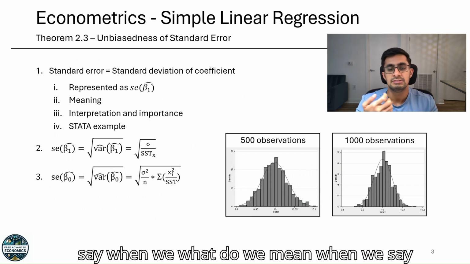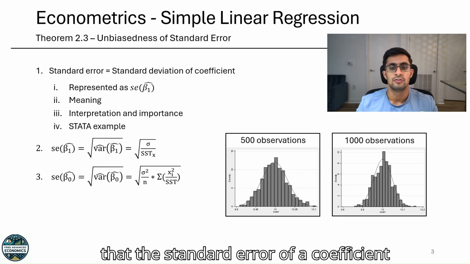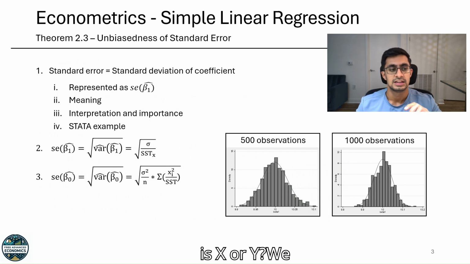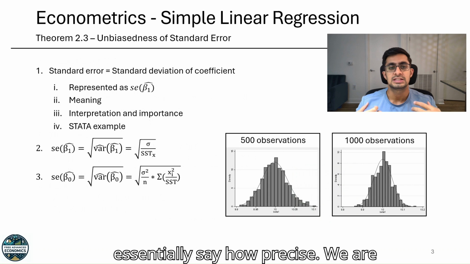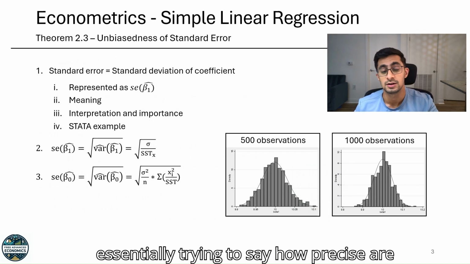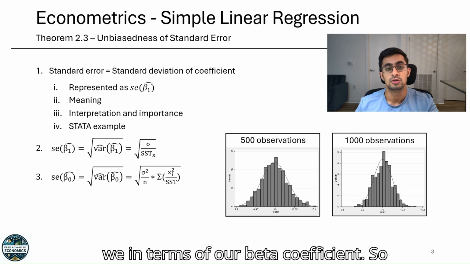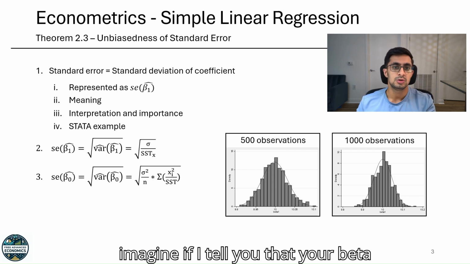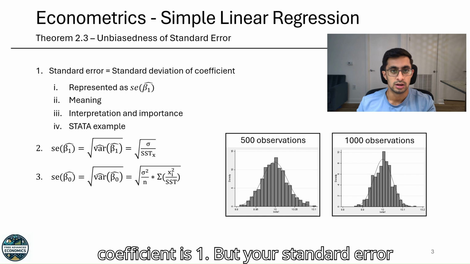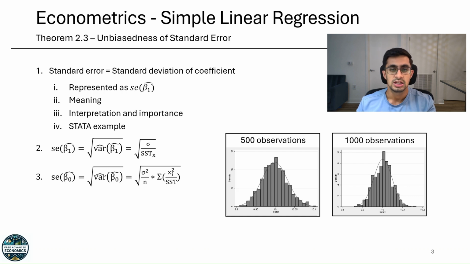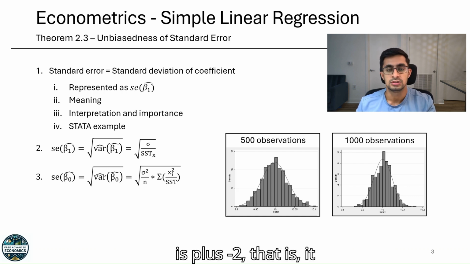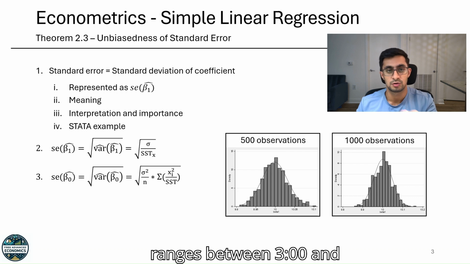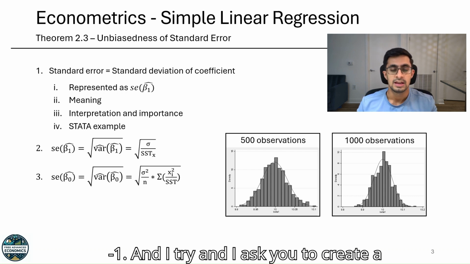So what do we mean when we say that the standard error of a coefficient is X or Y? We are essentially trying to say how precise we are in terms of our beta coefficient. So imagine if I tell you that your beta coefficient is 1, but your standard error is plus or minus 2, that is, it ranges between 3 and negative 1.